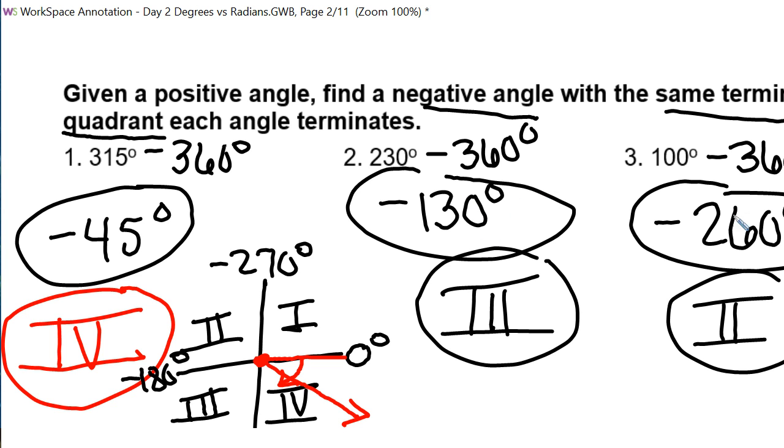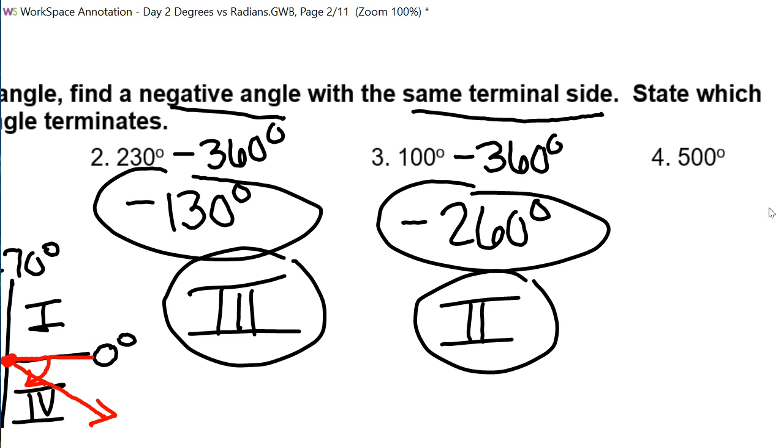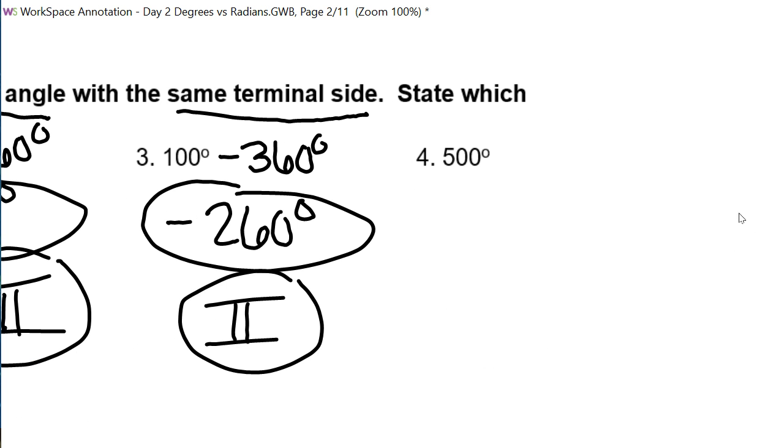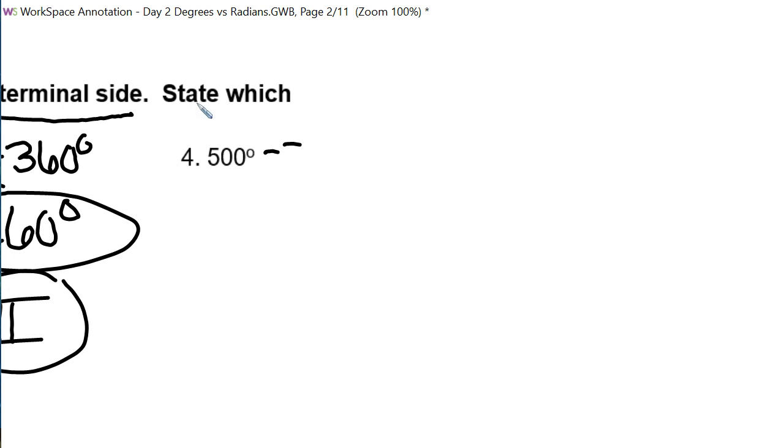And number 4, to find the negative coterminal angle, we need to subtract 360 degrees. What happens when you subtract 360 degrees? Do you get a negative answer? You get positive 140 degrees. So my answer has to be what?